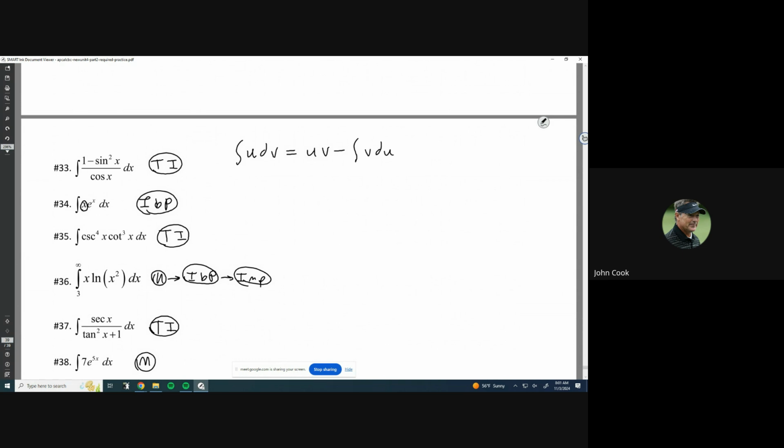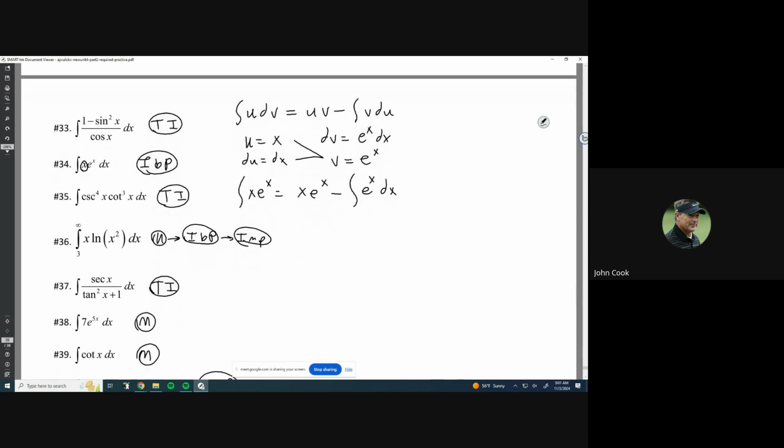So I'm going to let the u part be x, and then the dv part is going to be e to the x dx. So du is equal to dx, v is equal to e to the x. So when I write out my pattern, the integral of x e to the x is going to be equal to u times v, so x times e to the x, minus the integral of v du. So that's going to be e to the x dx.